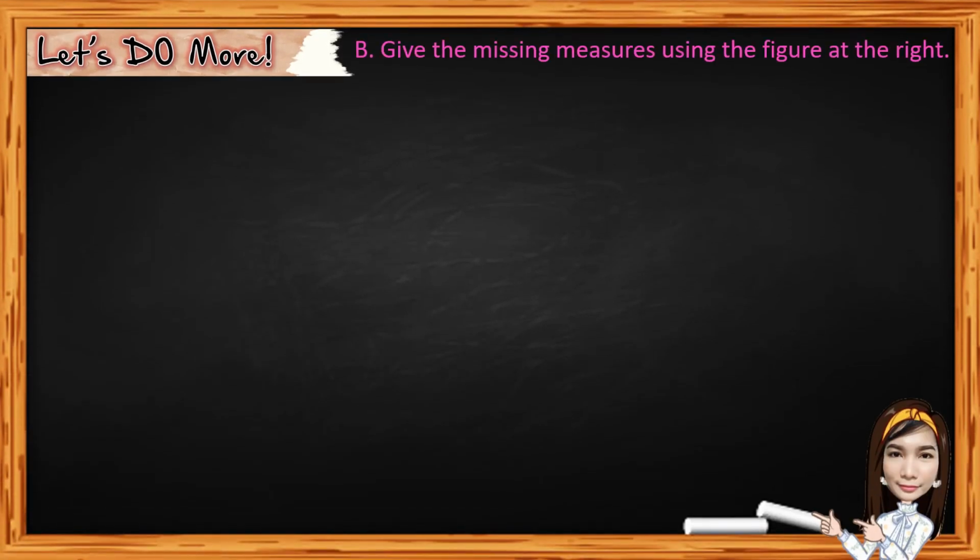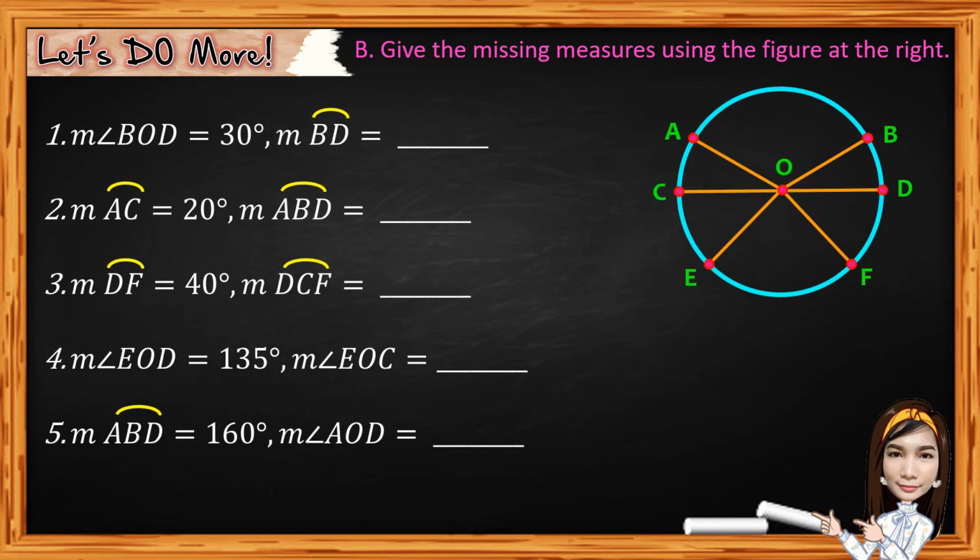For letter B, give the missing measures using the figure at the right. For number 1, if the measure of angle BOD is 30 degrees, the measure of arc BD is also 30 degrees because the central angle is equal to the intercepted arc. For number 2, the measure of arc AC is 20 degrees. The measure of arc ABD is 160 degrees because the total of the semicircle is equal to 180 degrees.